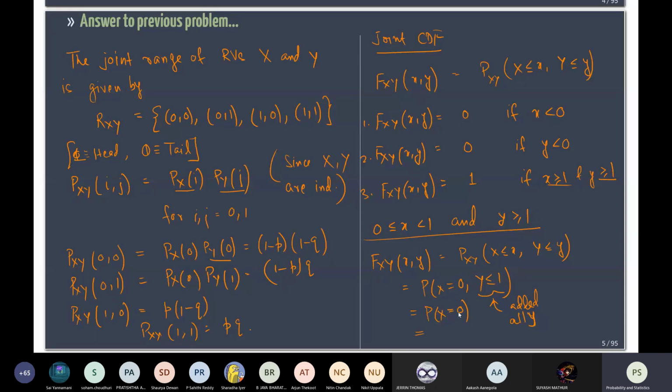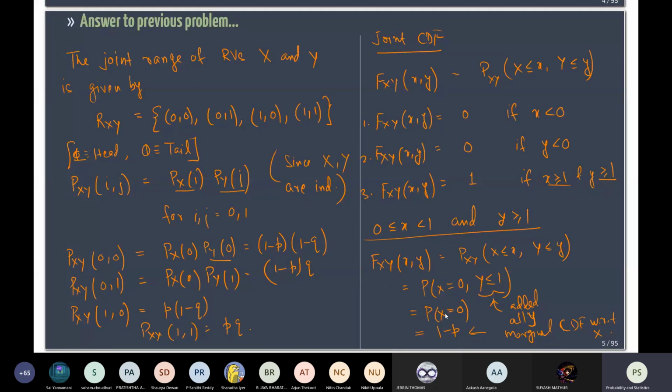The way we have taken is that 0 is the tail. So this will be 1 minus p, the probability. If you recall, this was nothing but the marginal CDF with respect to x, because we have counted all possible y. So that's what the marginal is.